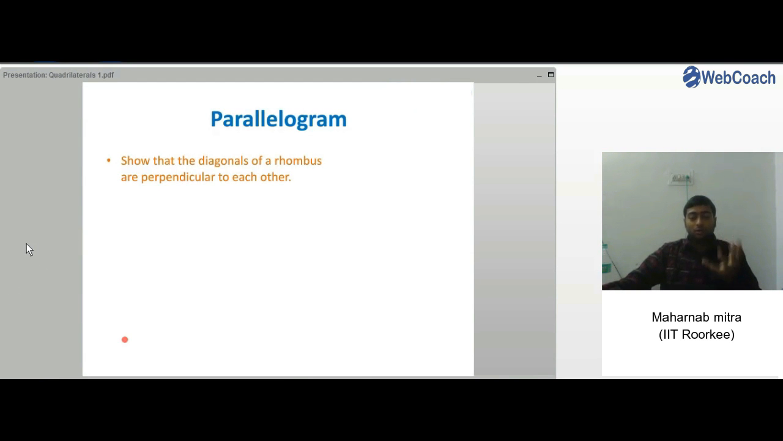So let us solve one question based on what we have learned so far. We have to show that the diagonals of a rhombus are perpendicular to each other. Now let us recall that a rhombus is a special case of a parallelogram where opposite sides are parallel to each other and all the sides are equal to each other, right? All the sides are equal in a rhombus. So let us use these concepts to show that the diagonals of a rhombus not only bisect each other but also are perpendicular to each other.